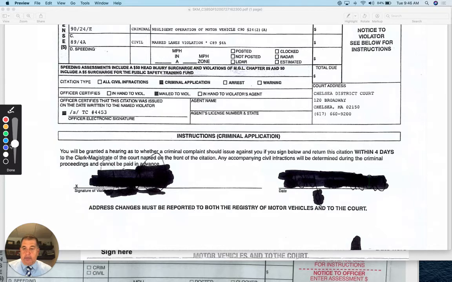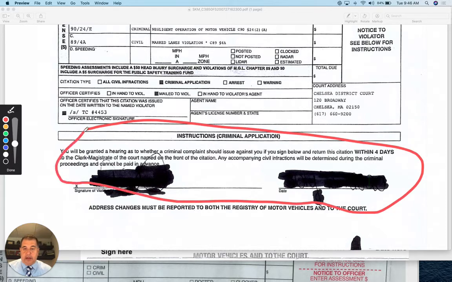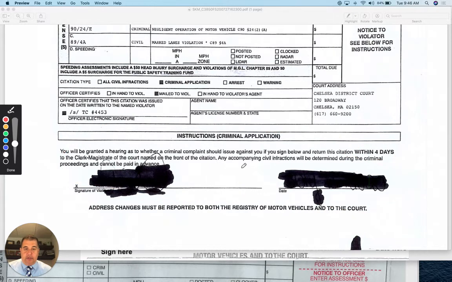And so anyway, what I was going to show you here is the instructions are different, right? The instructions are the same in the sense that you still only have 4 days to appeal it, and they say pretty much the same thing, but on this electronic ticket, it's a little less confusing because there's no backside to it.